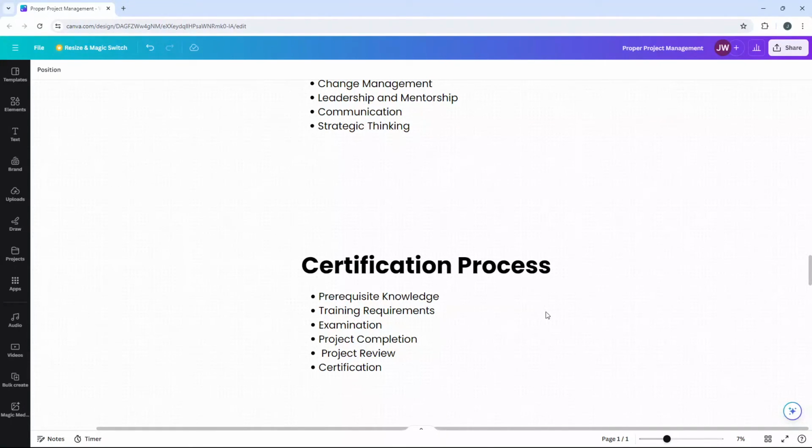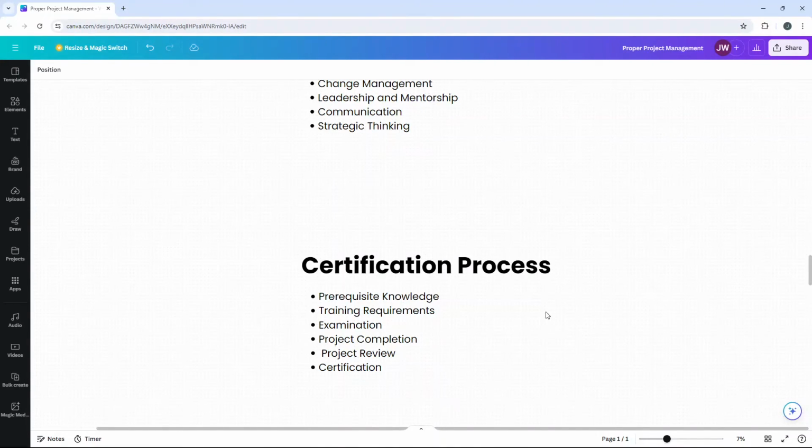Then there is project completion. To achieve certification, candidates must lead one or more real-world Six Sigma projects. These projects should demonstrate their ability to apply the DMAIC or DMADV methodologies to solve complex problems and drive process improvements. The projects are usually reviewed and evaluated by a certifying body or instructor.